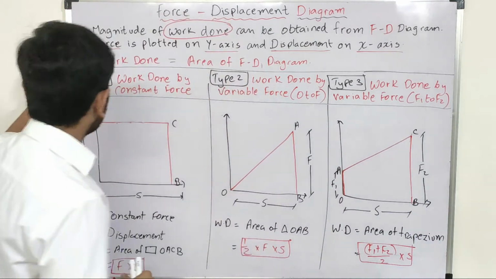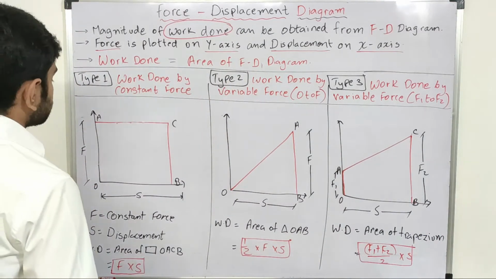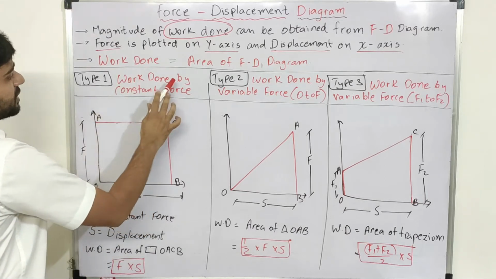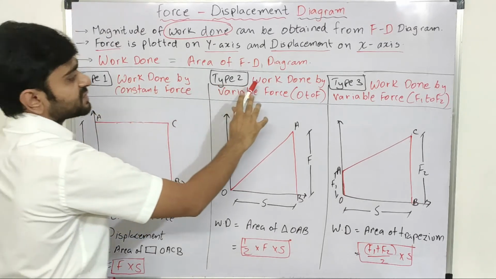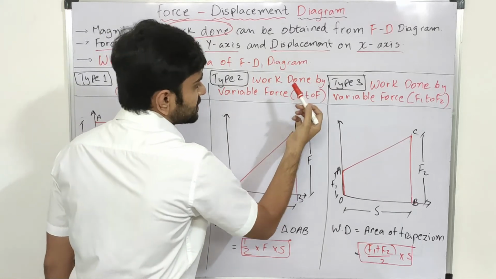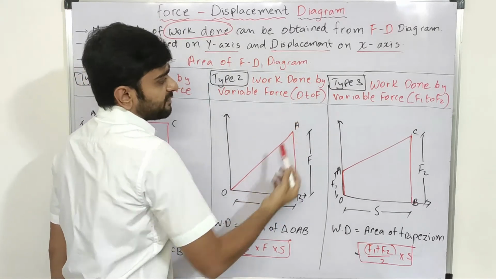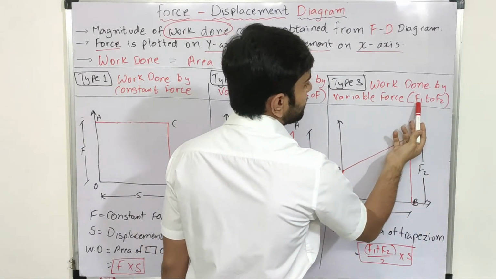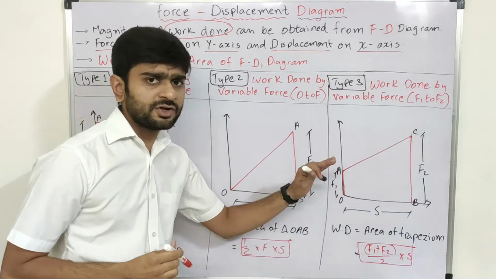So we again have the formula, where we have three different types. Type 1 is work done by constant force, type 2 is work done by variable force from 0, that is the origin, to F, and the third type is work done by variable force from F1 to F2, that is any values on the y-axis.